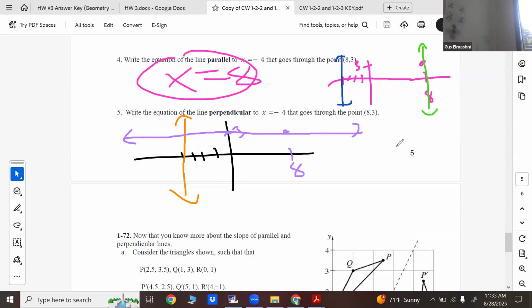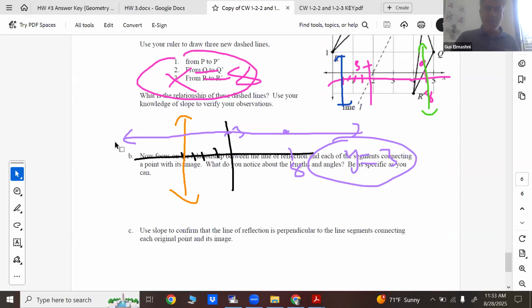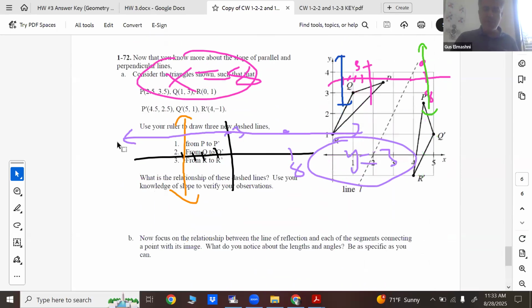That's how you say it. That's how you write it. Y equals 3. So the drawing literally took me like 10 seconds. Didn't take very long. Okay. Let's keep moving so we can get this done, and then we'll move on to the next set of notes.